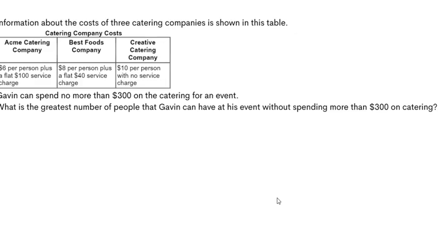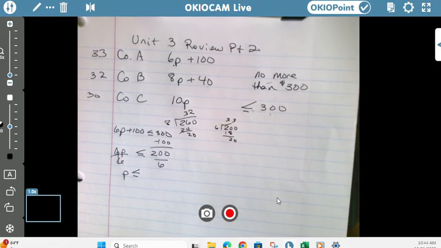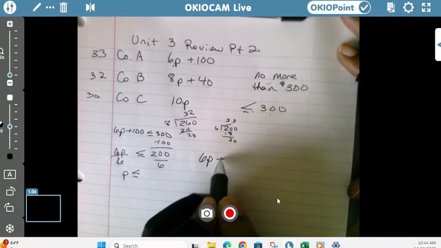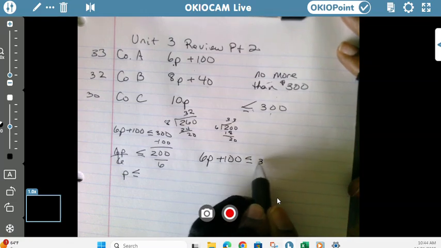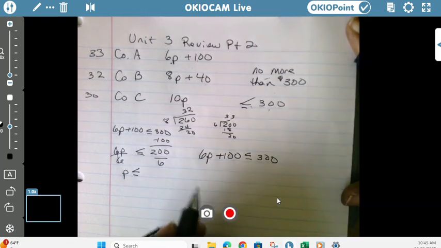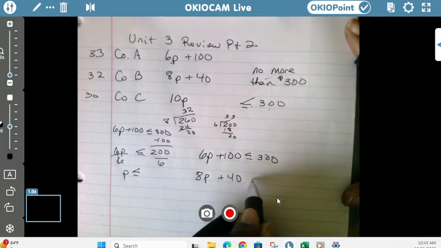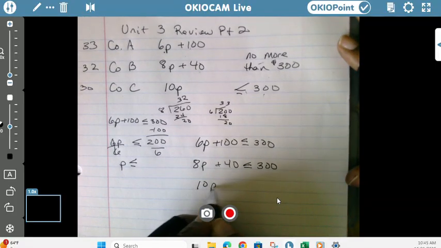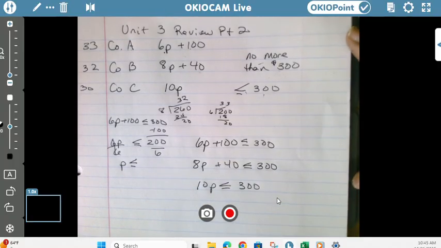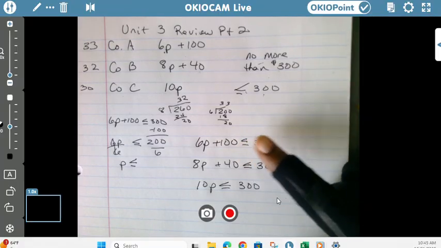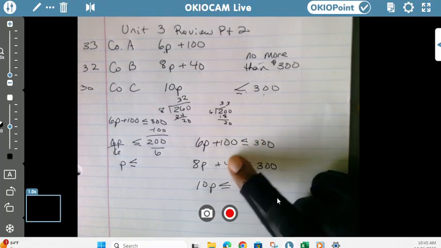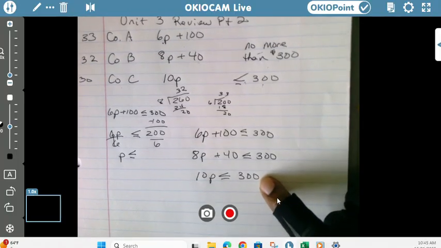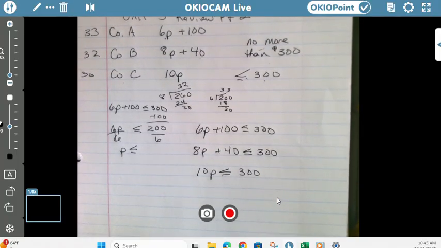So we took each one of these situations. We set it basically equal to $300 and we solved each one of them. 6P plus 100 has to be less than $300 and you solve it. 8P plus 40 has to be less than or equal to $300 and you solve it. 10P has to be less than $300 and so we solve it. Took away the 100, divided 200 by 6, took away the 40, divided the rest by 8, nothing to take away, divide all of that by 10. Any questions on how to solve one-step inequalities before we move on?